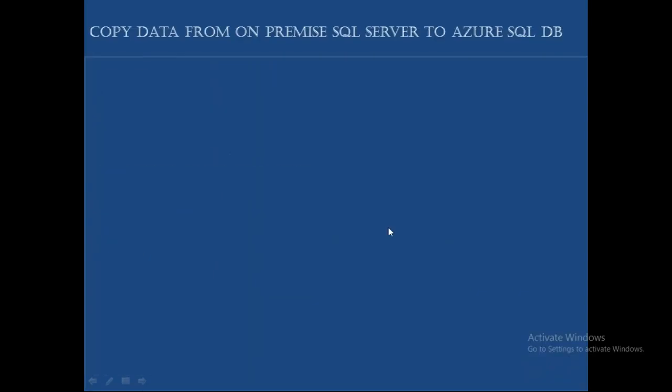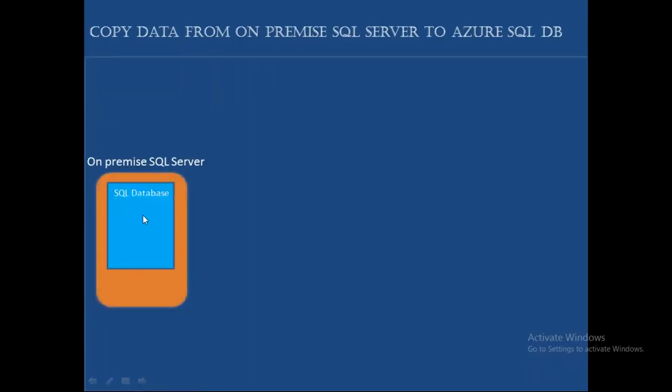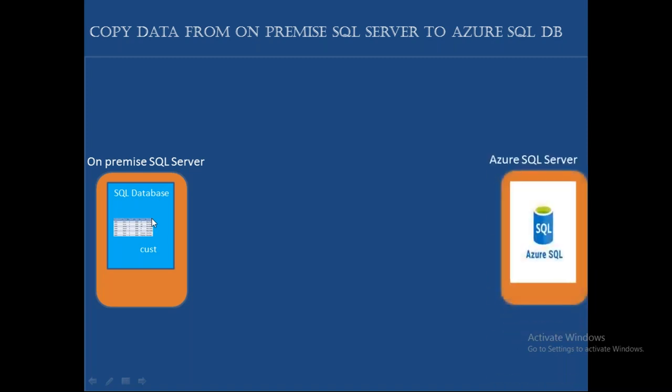Remember, next, copy data from on-premise SQL Server to Azure SQL database. As you know, you will have an on-premise SQL Server. Inside that, you will create databases. Yesterday, we have seen you can create multiple databases by using query or UI. Then inside that, I will create some custom table. Let's imagine we have one table. This one table, I need to move it into the Azure SQL Server, inside the Azure SQL database.